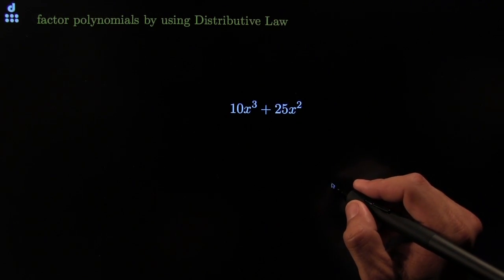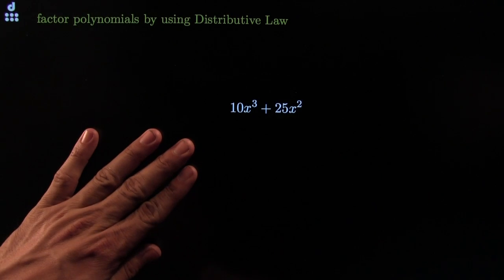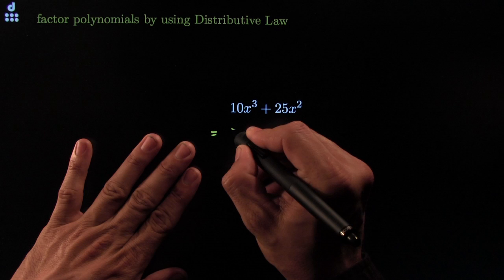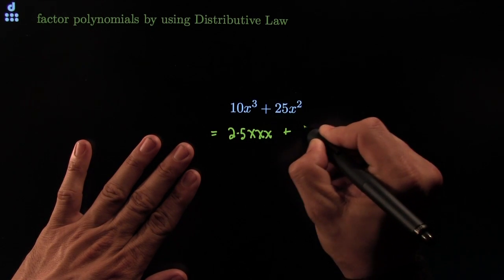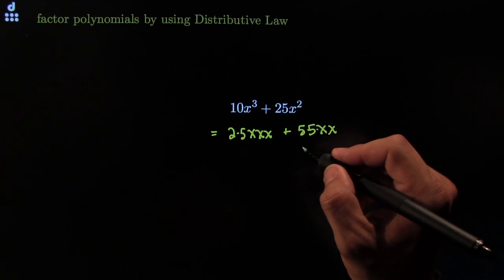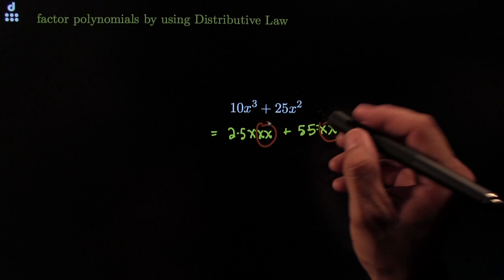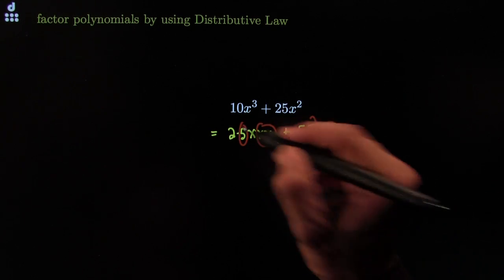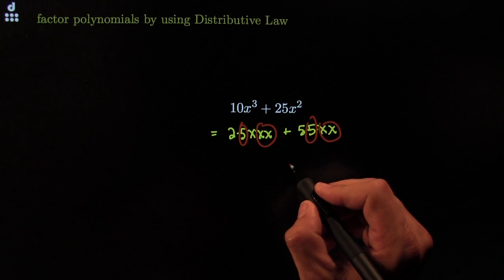Let's try it again. This one, again, you can eyeball it. Here, if you can't eyeball it, I suggest you prime factorize. This is a 2 times a 5 times an x times an x times an x. This is a 5 times a 5 times an x times an x. Those are the prime pieces. This makes it really, really obvious what's common. This is common, that's common. This is common, that's common. And there's nothing else that's common. So a 5x squared is what's common.